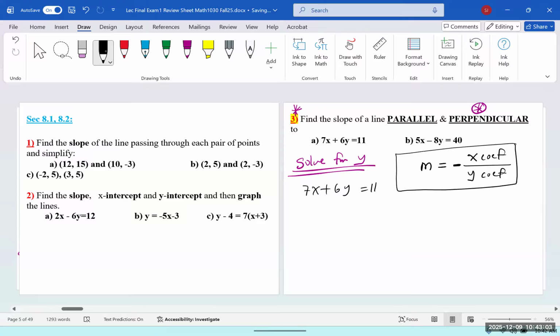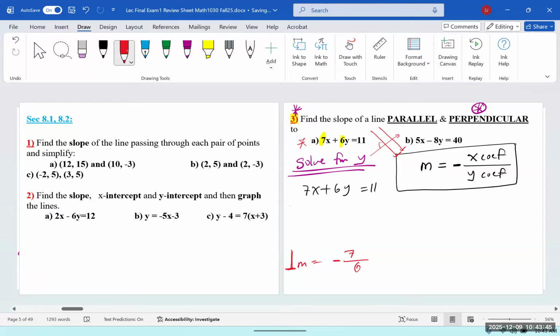You don't have to do any math. All you have to do is look at the x coefficient. Our x coefficient is 7. Our y coefficient is 6. Then you change the sign, so it's negative. This is the slope of the parallel line. Parallel lines have the same slope as the original line. They give you a line and want you to find the slope of its parallel line or the slope of its perpendicular line.